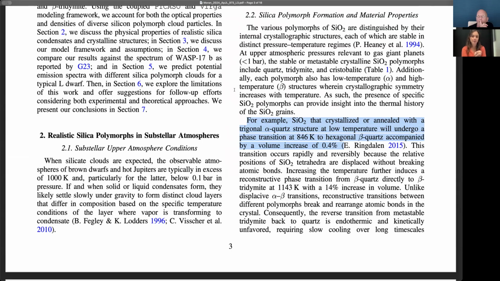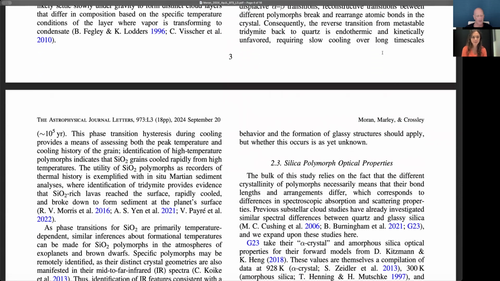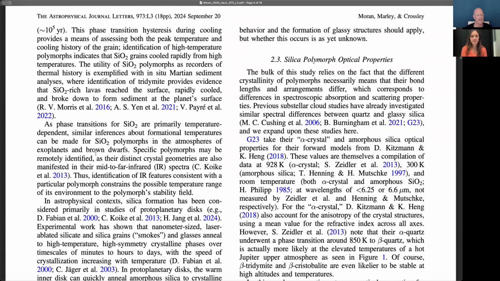That means we should hopefully be able to use these particles as tracers of the thermal history of the atmosphere. Because if we see a transition, that tells us some sort of time scale that it had to happen over. And scroll down a little bit more. There's our long time scales. There we go. 10 to the 5 years.